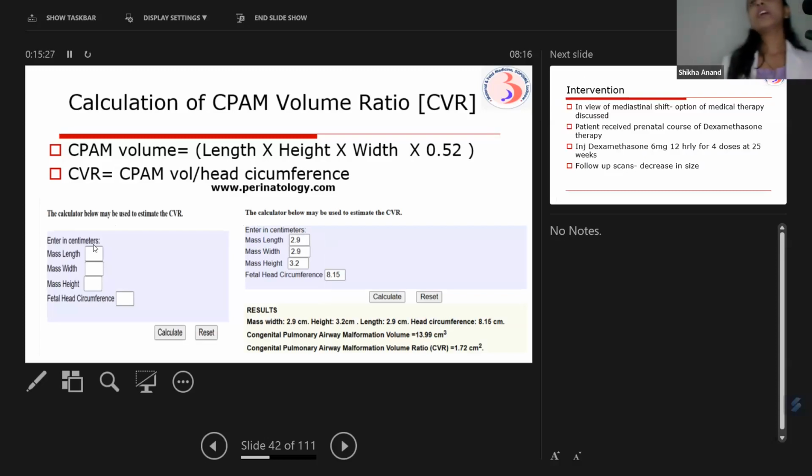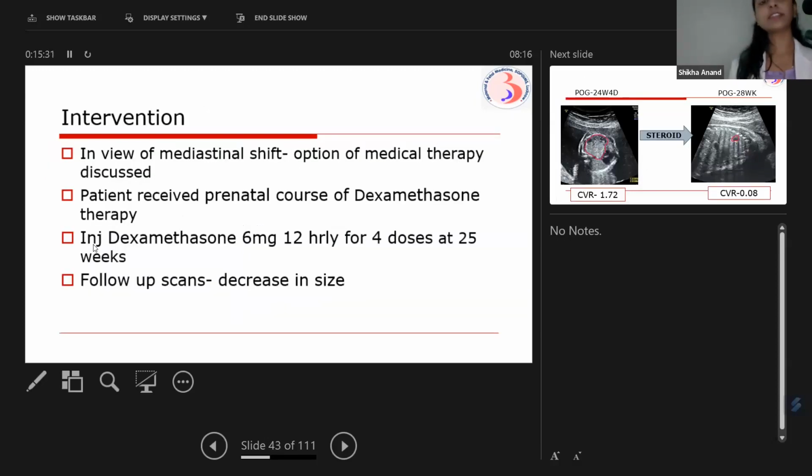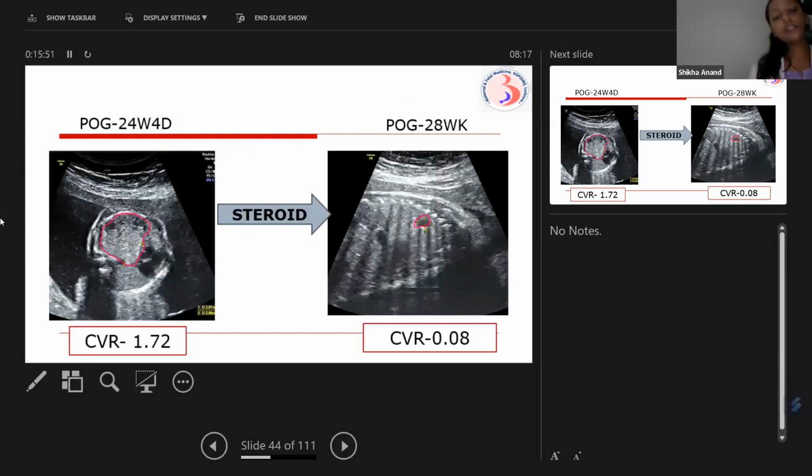As the CVR was more than 1.6 and mediastinal shift was present, the option of medical therapy was discussed with the patient. The patient received a prenatal course of dexamethasone therapy, in the form of injection dexamethasone 6 milligram 12 hourly for 4 doses at 25 weeks, and a follow-up scan was done. On the follow-up scan, we found that the mass had significantly decreased from a CVR of 1.7 to a CVR of 0.08. As you can see here, the mass has become very small and is hardly visible.